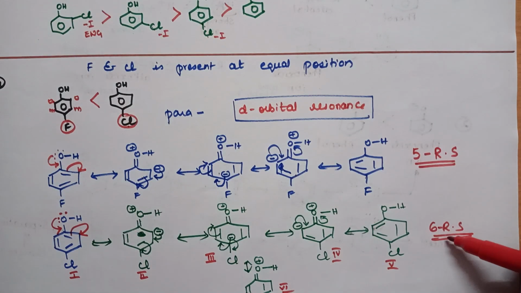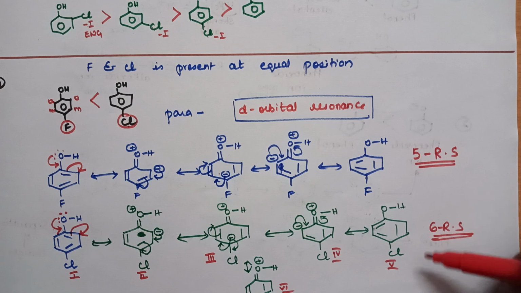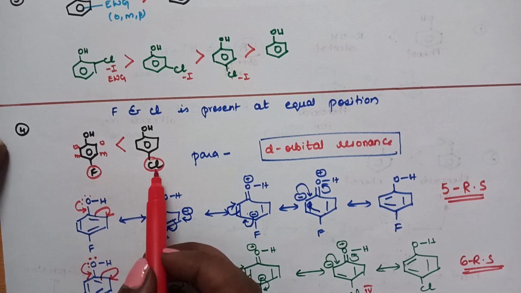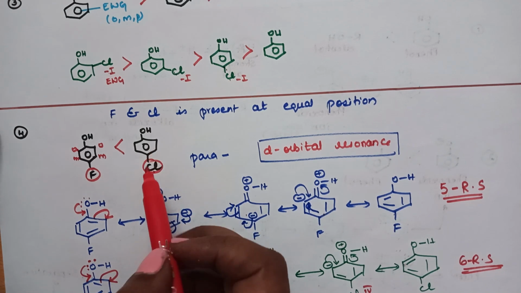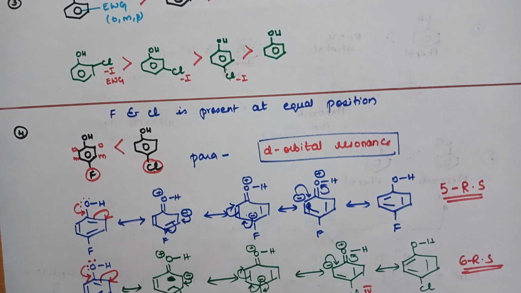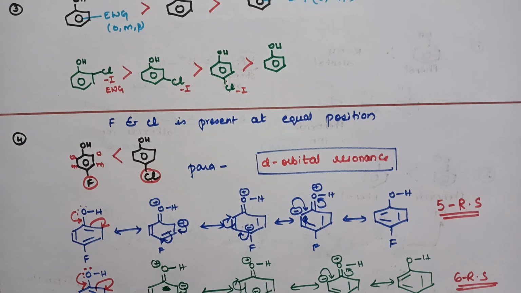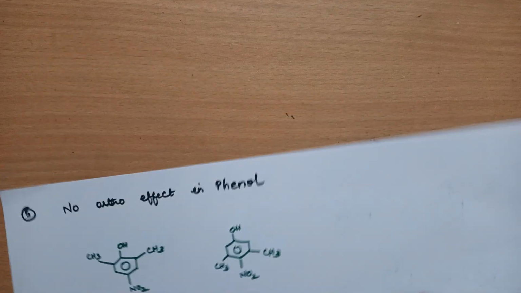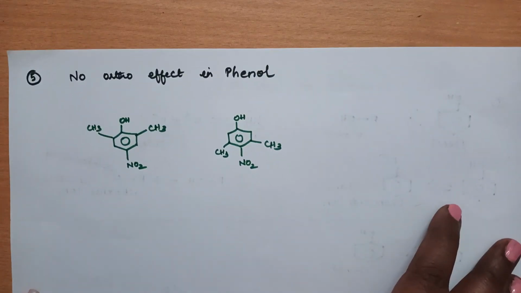So here, the more the number of resonance structures, the more stable the ion will be and it will be more acidic in nature. Therefore, whenever fluoro and chloro groups are present at equal position, always chloro attached to phenol will be more acidic in nature. So this is the 4th point. So next we'll go for the last one.